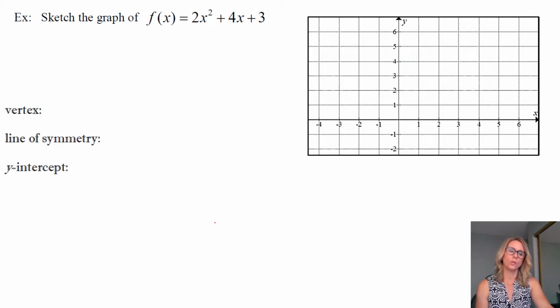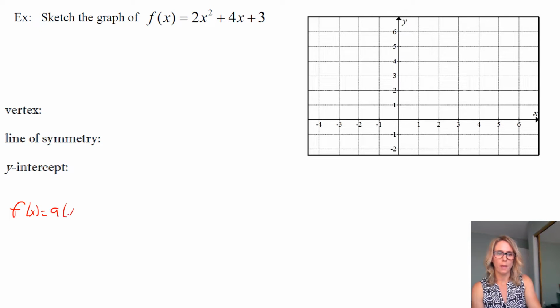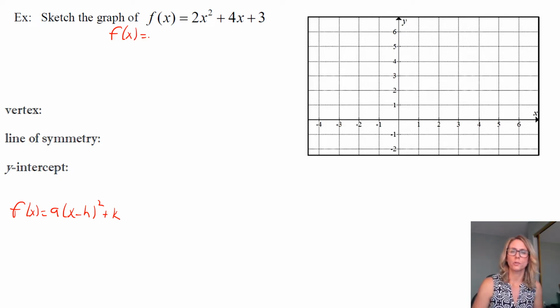So the best thing to do would be to write this in that form that we've already talked about, which is f of x equals a times x minus h squared plus k. So ideally, if we can rewrite this function, f of x equaling 2x squared plus 4x plus 3, in that form that I have down there at the bottom, we would immediately know the vertex. We would immediately know the line of symmetry.